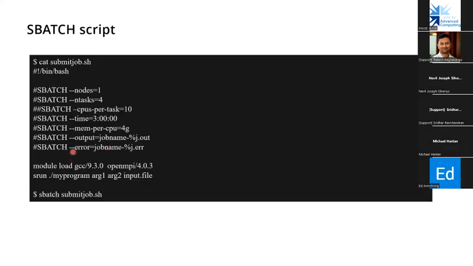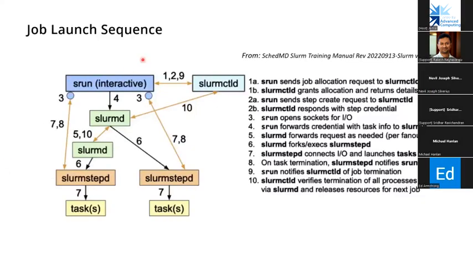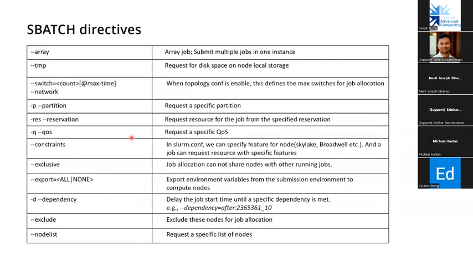This could include a couple of modules that you want to load to run your simulation, followed by the actual command to run your simulations. This is just an example of how it would look. And then we do sbatch submit.sh. And once we do that, once resources become available, the jobs will be launched using this particular sequence, essentially.